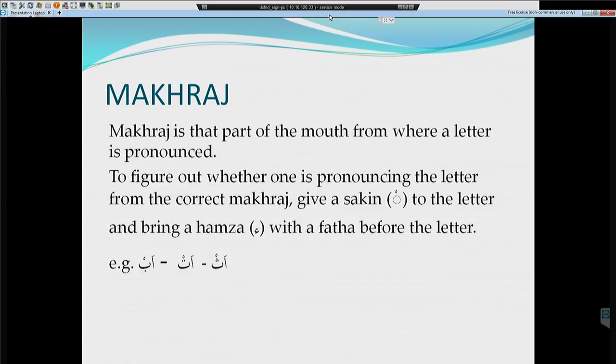Ab. Everyone pronounce ab. When you pronounce ab, you'll notice that it's when the wet portions of the lips come together that ba is pronounced.